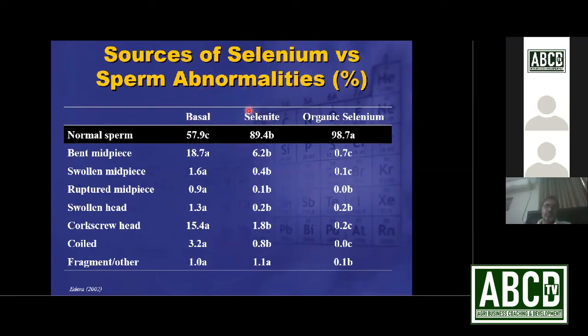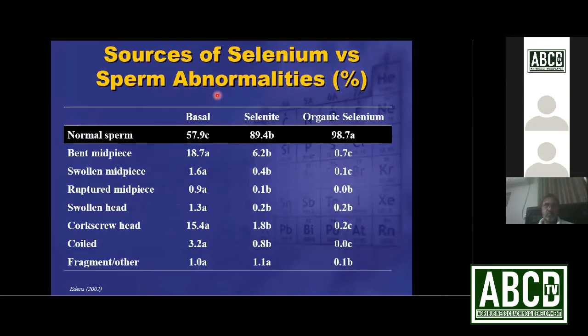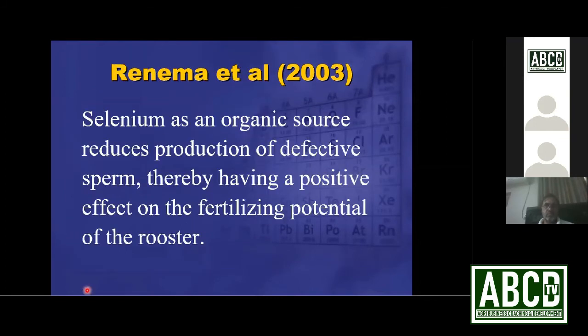It was a basal diet, one with selenite and the other one with Cellplex. And here you have what are called the normal sperm cells, and those here have problems, right? Abnormalities. Just by adding selenite to the diet of these roosters, you improved the normal sperm cells. And with organic selenium, you improve even more the number of normal cells. About the abnormalities, you can see there was a decrease by using selenite, and even fewer abnormalities in sperm cells by using organic selenium. So selenium, as an organic source, reduces the production of defective sperm cells, thereby having a positive effect on the fertilizing potential of roosters. This gentleman here worked at the University of Alberta, and what I just showed you comes from North Carolina State University, two people having the same opinion.